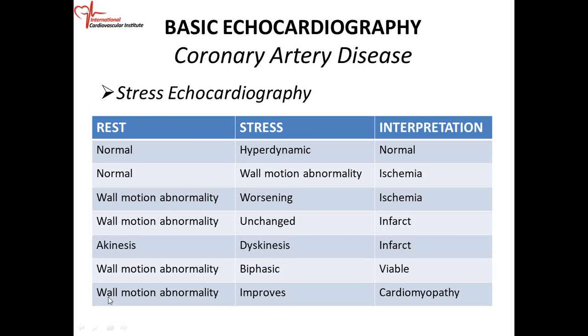And then the last category is the patient has an abnormal wall motion at rest, and it improves with stress. So this is just a cardiomyopathy, a non-ischemic cardiomyopathy. Okay, wall motion abnormality at rest, and it improves with stress. It's a regular cardiomyopathy. So I recommend that you know this table fully, so you can interpret your stress echoes.